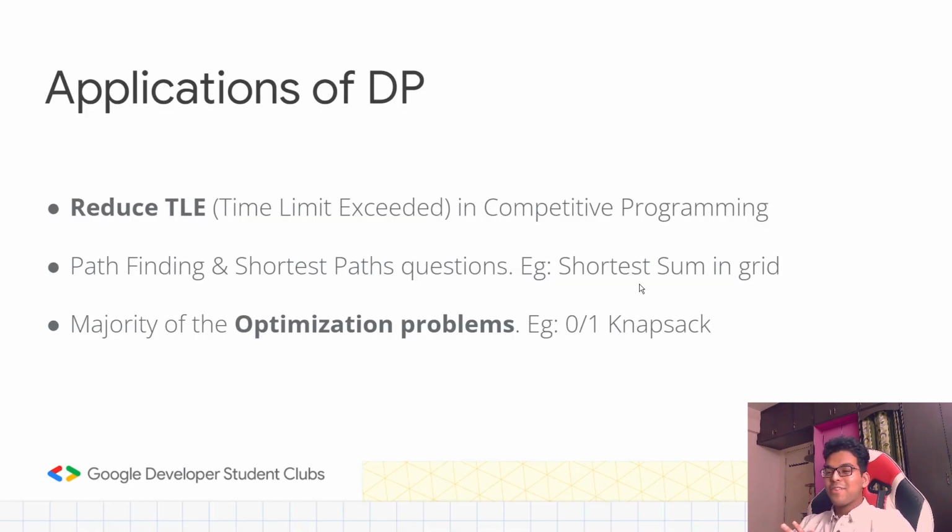So coming to the applications of DP, the first and foremost and the most important application is to reduce TLE errors in LeetCode and any competitive programming challenges that you do. If you've experienced some competitive events, you know that this is a very frustrating error, and DP can help excessively in reducing this. Secondly, it's mainly used in many grid problems, such as shortest sum problems, shortest triangle sum problems, etc. And it is majorly used in many optimization problems: find the minimum sum, maximize profit, etc. One of them being 0-1 knapsack, as you would have studied in your design and analysis of algorithms course.